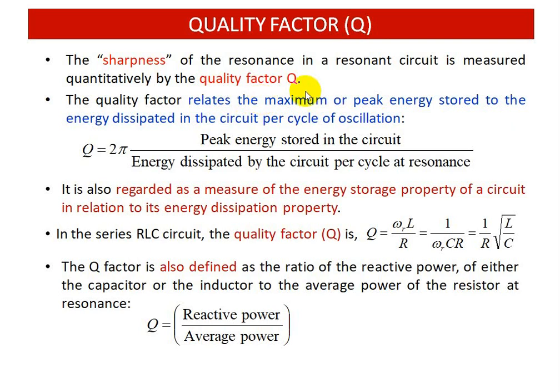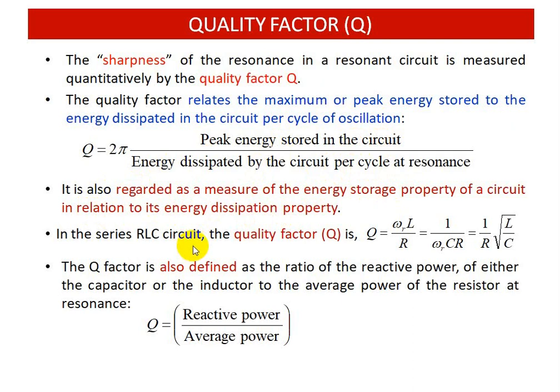Coming to the quality factor, it is denoted by Q. The sharpness of resonance in a resonance circuit is measured quantitatively by the quality factor Q. This quality factor relates the maximum or peak energy stored in the circuit to the energy dissipated by the circuit per cycle at resonance. It is also regarded as the measure of the energy storage property of a circuit in relation to its energy dissipation property.